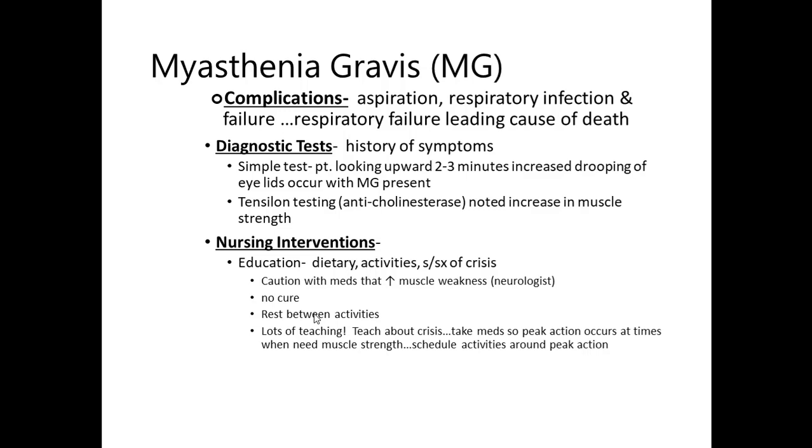Nursing interventions. We need to educate our patients on diet, so that they are eating the foods or thickened liquids or whatever it may be, so that we're preventing aspiration. The activities that they can do that are not going to cause too much of a loss of their strength, and symptoms of a crisis in myasthenia gravis. There is no cure. We need to make sure we're teaching them to rest in between activities.